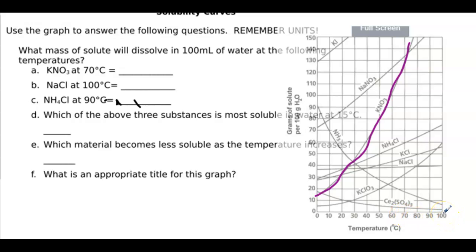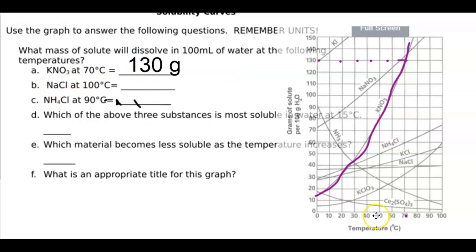This will be the boiling point. Oh, sorry, 70 degrees for this question. So at 70 degrees, KNO3 intersects at this point. So we'll simply read across to find the grams, which is 130 grams. Units are g.